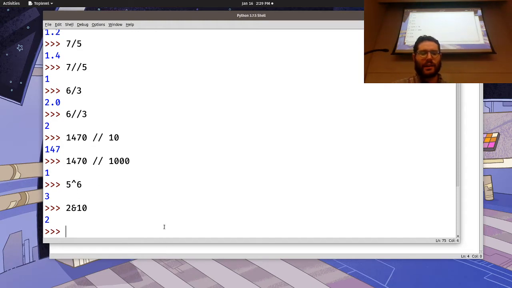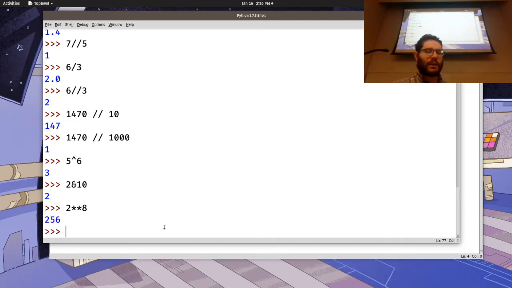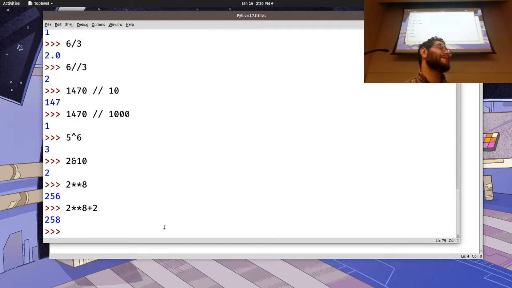Python had the clever idea, well, since exponentiation is just a shortcut for multiplication, and we already do divide, we can do times times to do exponentiation. So this is 2 to the 8th. And this gives us 256. Okay, and it does follow the rules, by the way. 2 to the 8th plus 2 turns into 258.